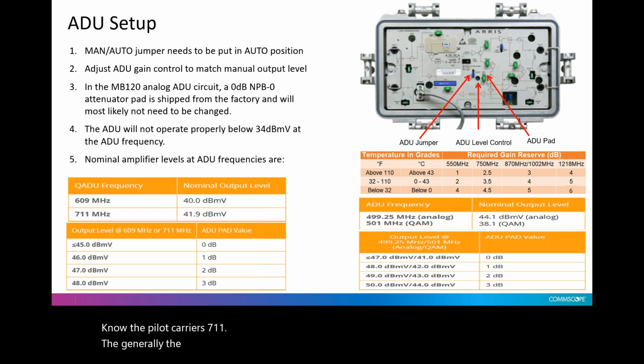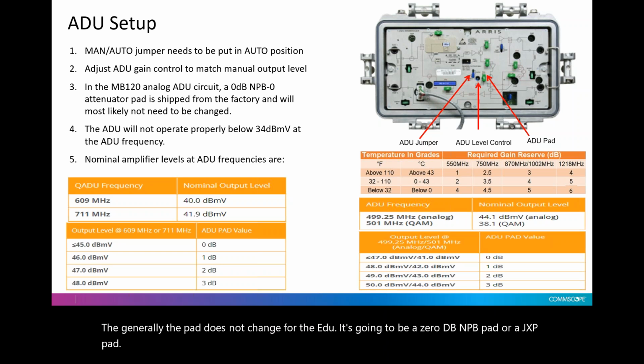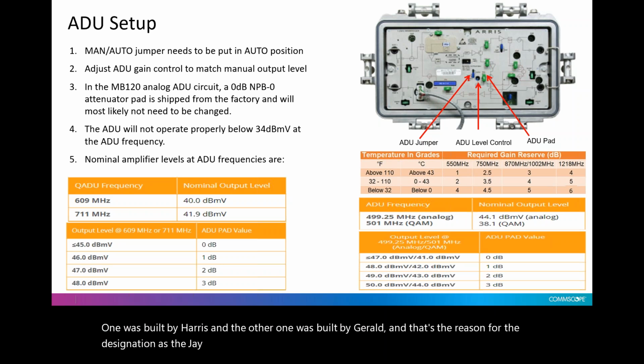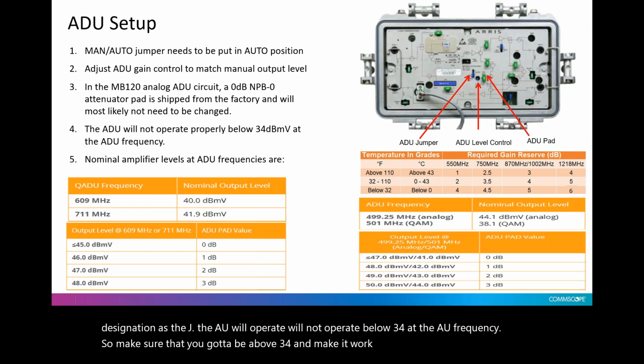Generally the pad does not change for the ADU. It's going to be a 0 dB NPB pad or a JXP pad. One was built by Eris and the other one was built by Gerald, and that's the reason for the designation. That's the J. The ADU will not operate below 34 at the ADU frequency. So make sure you know that you've got to be above 34 to make it work at 711.